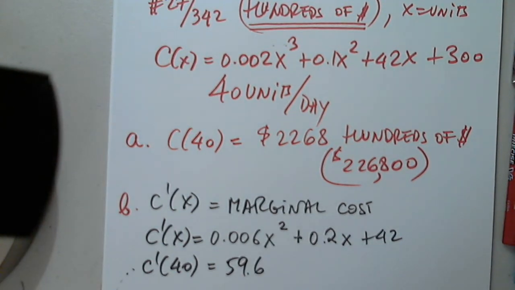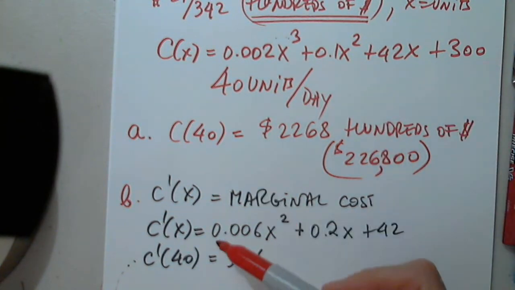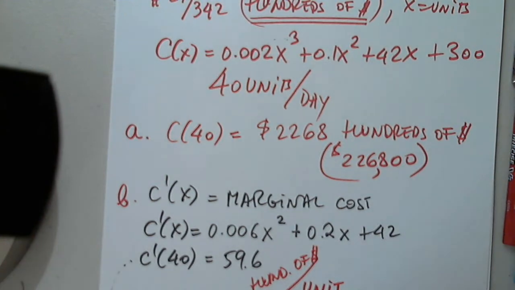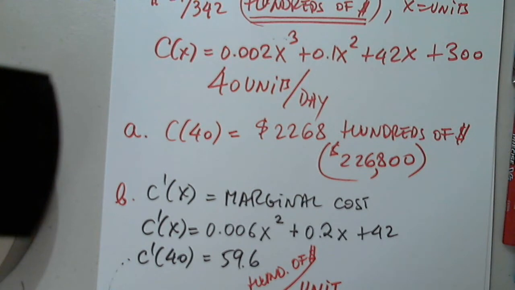59.6. Can anyone please help with a measurement unit? Is it hundreds of dollars per unit? Brilliant. The measurement unit for the y variable over the measurement unit for the x variable. So hundreds of dollars per unit. Okay, excellent. Part B. Now part C.